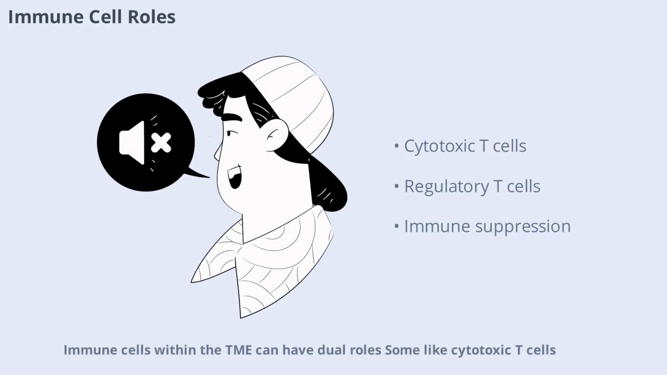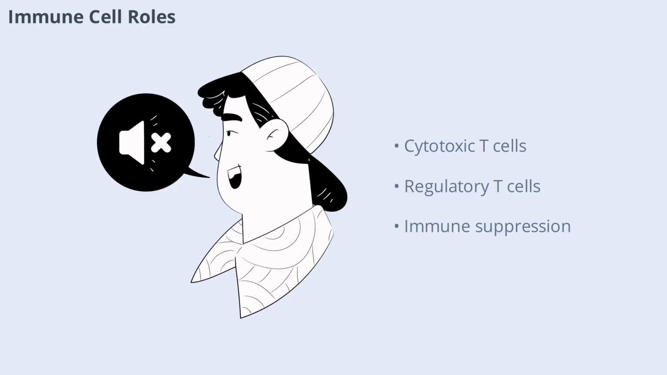Immune cells within the TME can have dual roles. Some, like cytotoxic T cells, attack and destroy cancer cells. Others, such as regulatory T cells and certain macrophages, suppress immune responses, allowing tumors to grow unchecked. This balance between immune activation and suppression is a key factor in cancer progression. Therapies that modulate immune cell activity are at the forefront of cancer treatment, aiming to tip the balance in favor of tumor destruction.